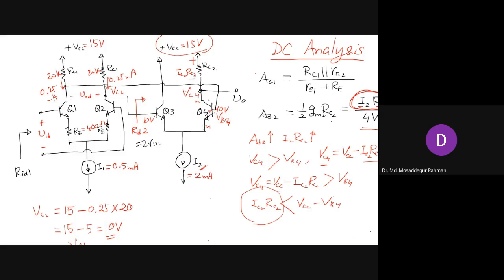So VC4 has to be greater than 10 volt. What we can conclude is that VC4 has to be larger than 10 volt. It cannot be lower than 10 volt. Is that clear?